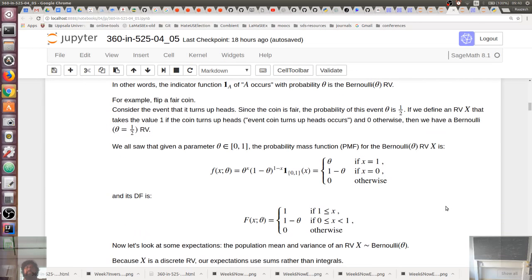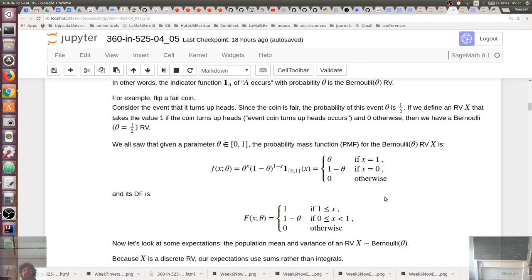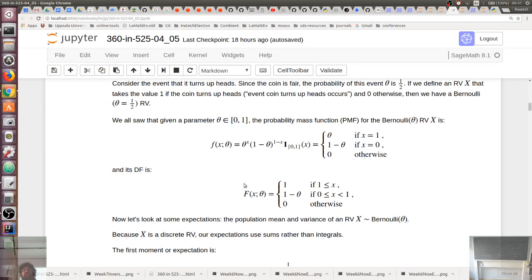We already looked at this, f of x, and I said we put a semicolon before the parameter whenever a random variable is from a parametric family. We use the semicolon to distinguish that this is the parameter and this is the realization. So we already looked at this. It's simply theta if x is 1, 1 minus theta if x is 0, and 0 otherwise. That's the mass function. And then here's the distribution function.